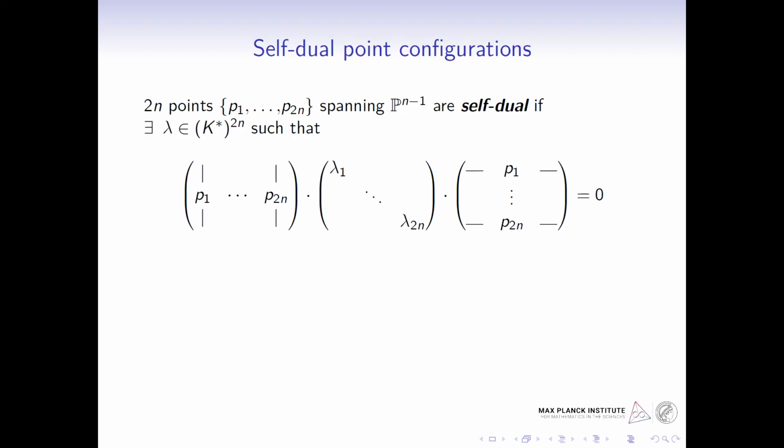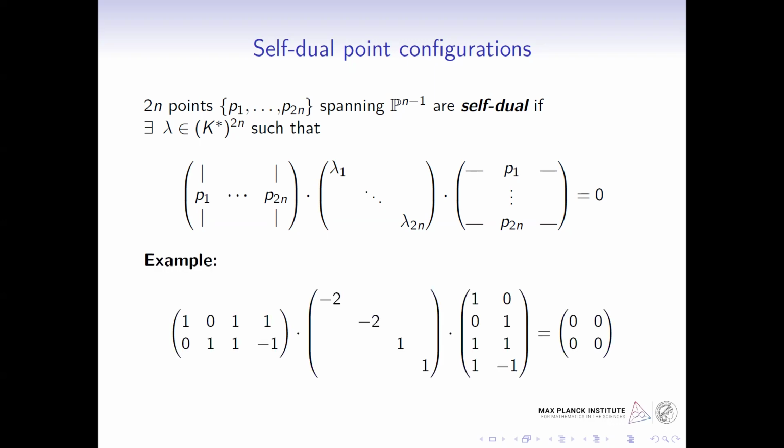So when we have 2n points in projective space that span P^(n-1), they are said to be self-dual whenever they satisfy this matrix equation. So I can find non-zero lambdas, put them in a diagonal matrix, put my points in columns, and take the transpose, and then the product of this will be 0. If you've seen Gale duality before, this is the same.